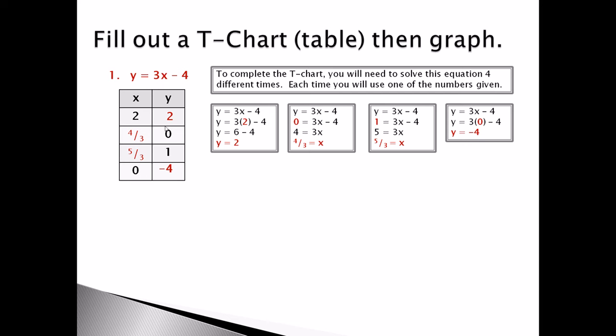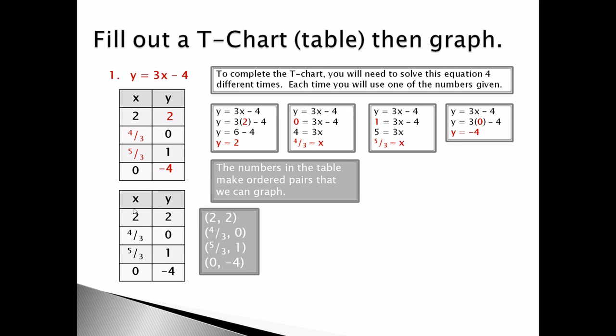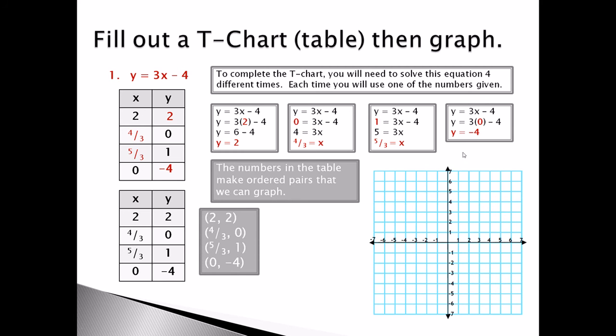Now that we've filled in this t-chart, or what they're calling a table, we can make ordered pairs from it, because what I could do is in my mind I put parentheses around them. So I have 2 comma 2, 4/3 comma 0, 5/3 comma 1. And it's your choice if you want to write ordered pairs down, or if you just look at this and go, oh, that's 2 comma 2. What that means is when you graph it, that's a positive and a positive, so that's right and up. So starting at the origin, I go right 2, up 2, and put a dot.